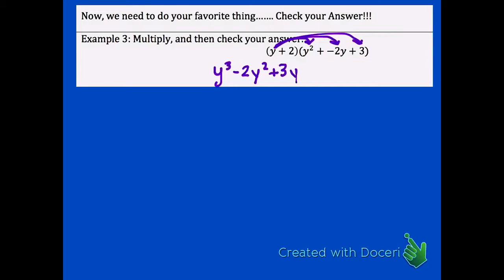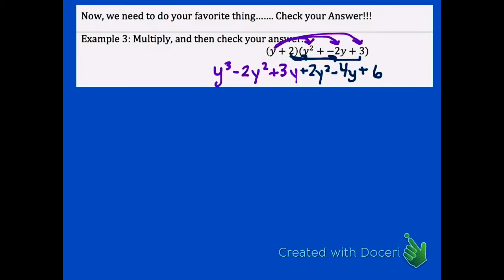Then I want to multiply my 2 by each piece. So 2 times y squared is going to give me 2y squared. 2 times the negative 2y is going to be negative 4y. And 2 times the 3 gives me a plus 6. So I'm multiplying every term by every term.